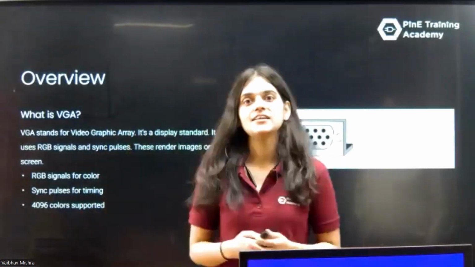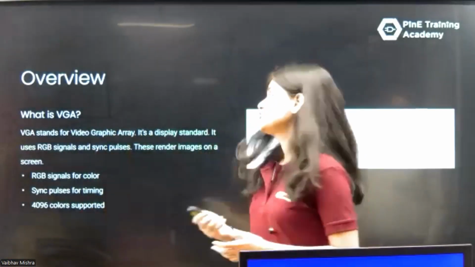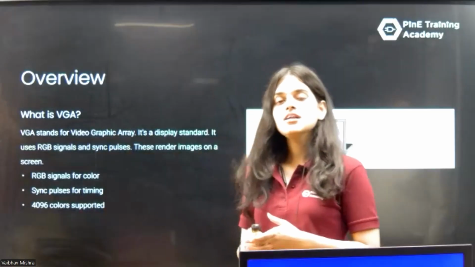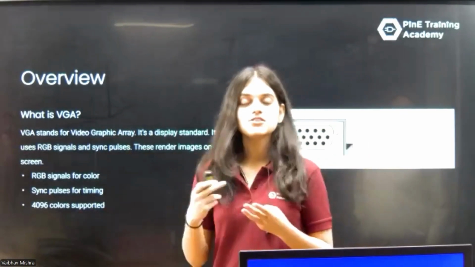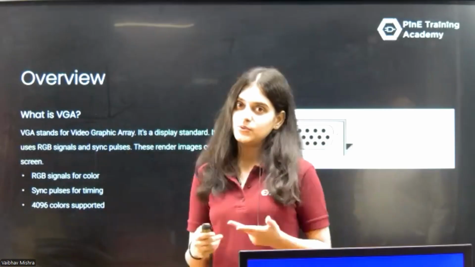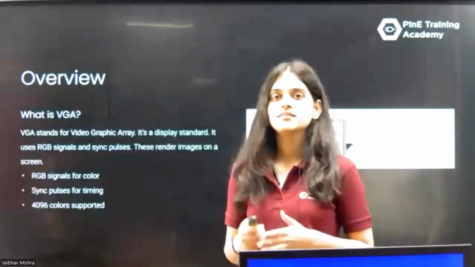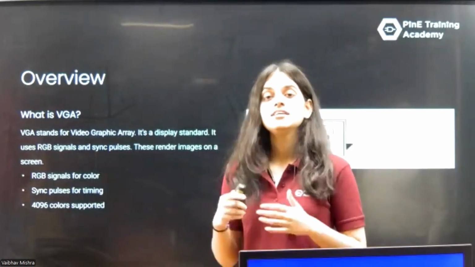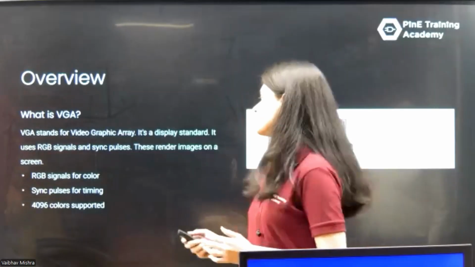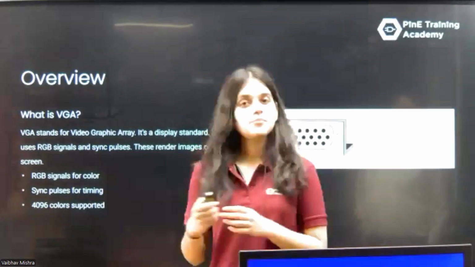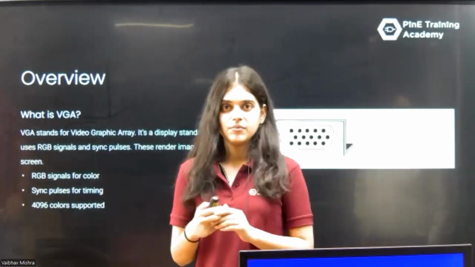Now, what is exactly a VGA? As I discussed, VGA is a display standard. It basically uses 3 different colors to perform its display. The 3 colors are red, green, and blue. Each color gets 4 bits that makes a total of 12 bits. These 12 bits are used to assign the color of a particular pixel. Now, VGA also has sync pulses, which are used for its timing.